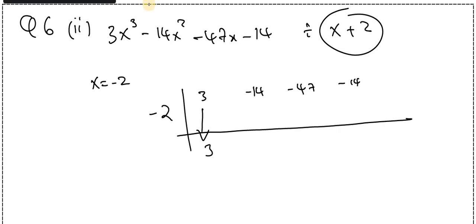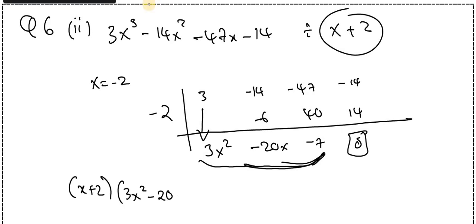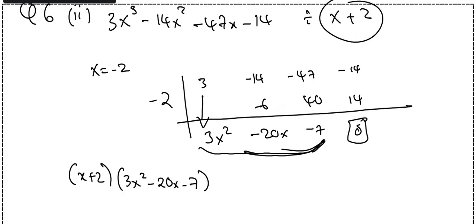Bring down the 3. That's going to be negative 6. That will be a 20. That will be a 40. That will be a negative 7. That will be a 14. We get a 0. So meaning that x plus 2 is a factor, and the quotient has to be 1 degree less as compared to the polynomial that you had. So this will be x squared and x. So this is 3x squared minus 20x, then minus 7. This is what we are having as our polynomial.